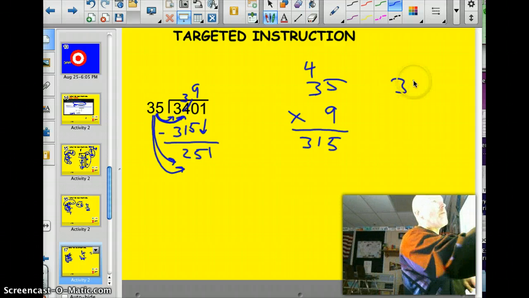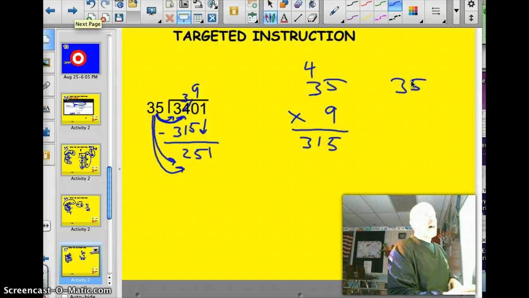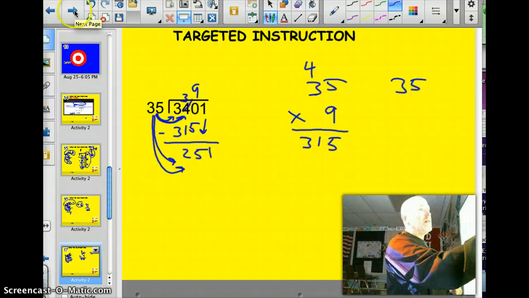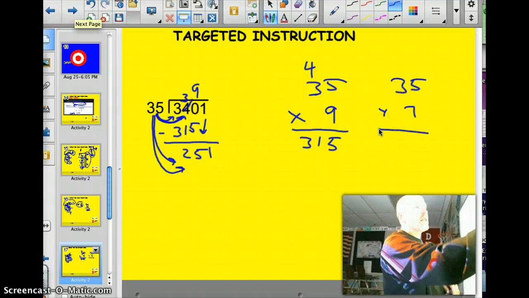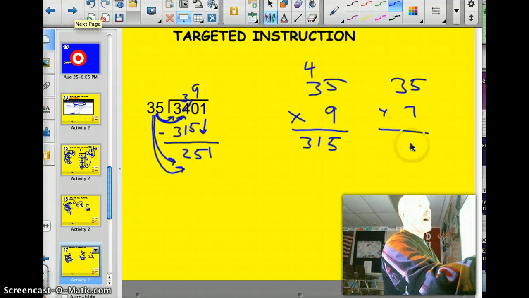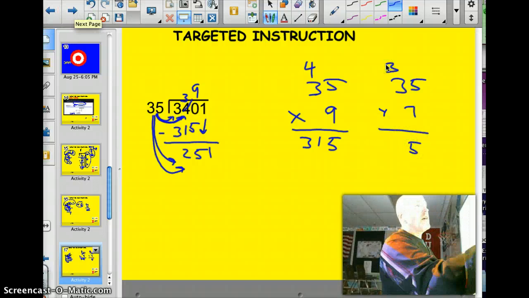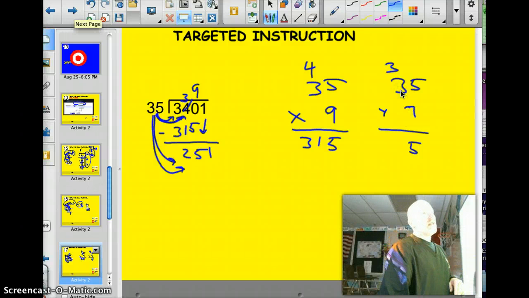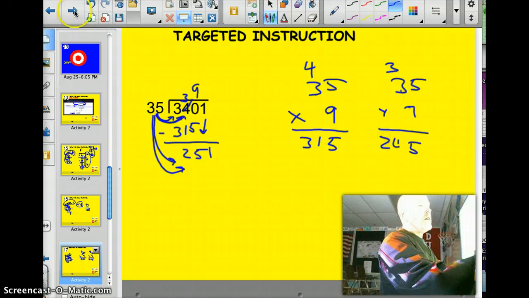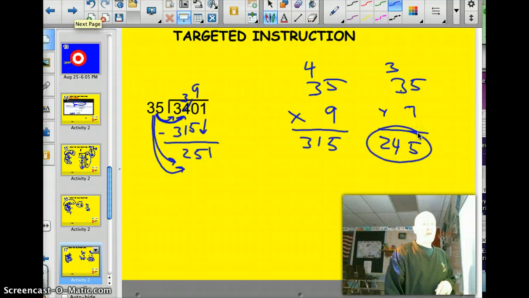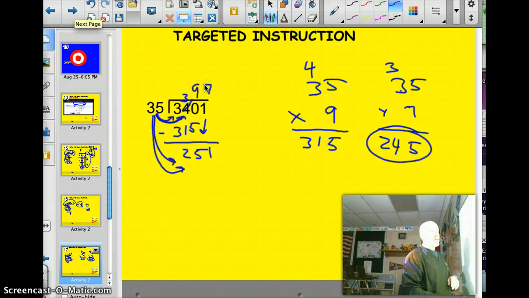So one more time, I'm working over here on the side. 35 times 7. 7 times 5 is 35. With the 5, carry the 3. 7 times 3 is 21. Plus 3 is 24. That gets me real close there, 245. So I think that's what we want to work with. So I'm going to go ahead and put that 7 up there.